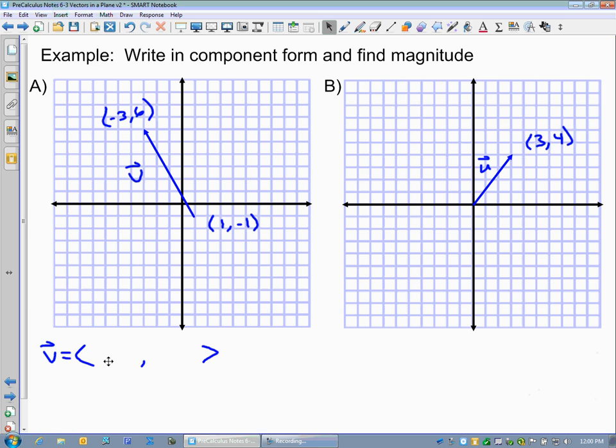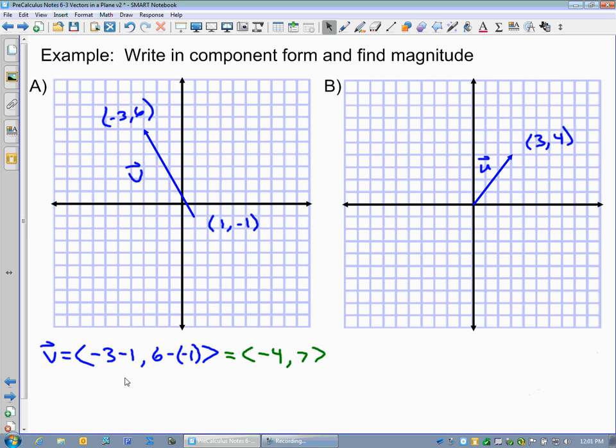Now we're going to find the difference in the x's, and this is where it really helps to know terminal minus initial, because to do 1 minus a negative 3 would be incorrect. We want negative 3 minus 1 because it's the terminal point's coordinate minus the initial point. So it's negative 3 minus 1, terminal minus initial. Likewise, it's 6 minus a negative 1. And of course, that cleans up to be negative 4, 7. So the vector negative 4, 7 would be this vector in component form.